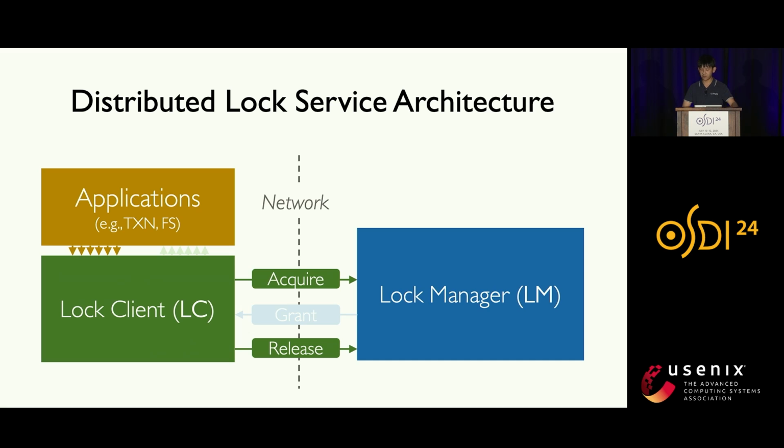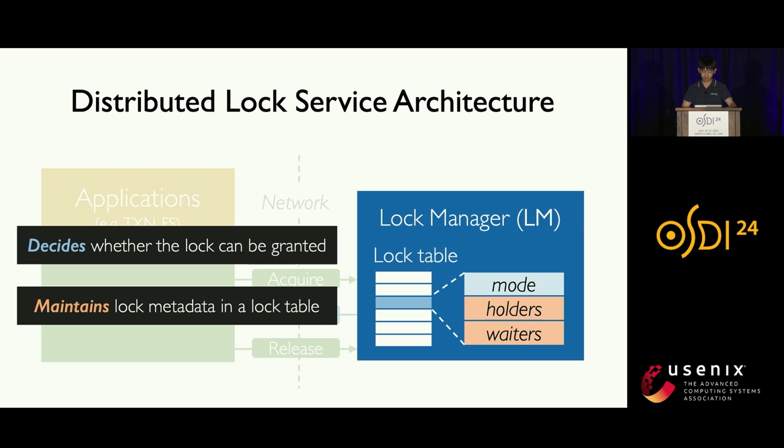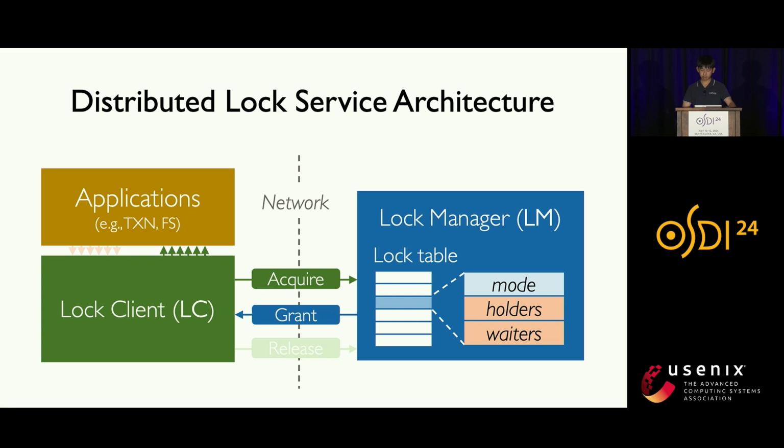Before diving into specific log service designs, let me briefly introduce the typical architecture of log services. Applications acquire and release logs through the log client, LC here, which translates these operations into network requests toward the log manager. The log manager is responsible for deciding whether the log can be granted to the requester according to the log mode, which can be free or shared or exclusive, etc. It also records the requester as a holder if the log can be granted to the requester, and as a waiter if it cannot. This metadata is maintained in a log table. The log manager will reply to the log client when the log is granted to the requester, which the log client awaits on acquisition.